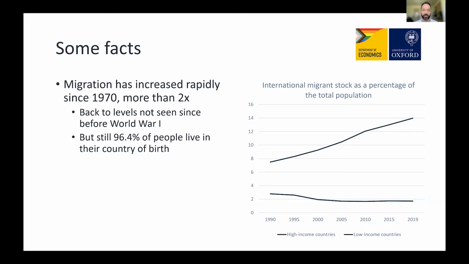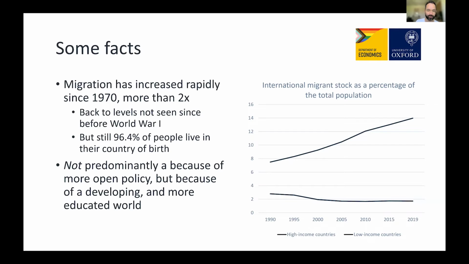such as the OECD countries, including the UK here in those. And you see that migrants as a share of the total population in these high-income countries has almost doubled, from 7 to about 14%. So it's much larger as a phenomenon in high-income countries.